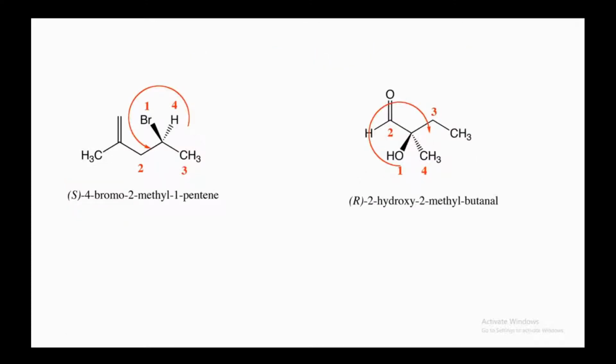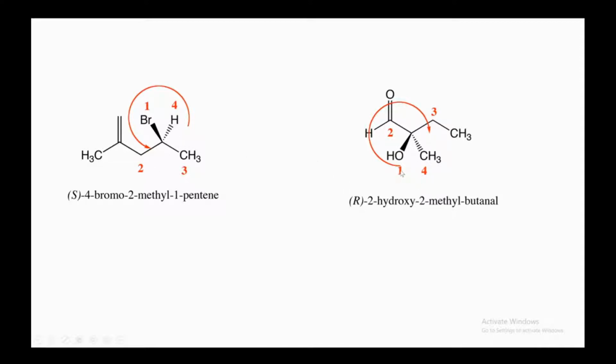Let's move on to the next structure. Here 1 is bromine, 4 is hydrogen, 2 is this long chain, and 3 is this methyl. If we go 1, 2, 3, this is S configuration. Why are we saying bromine is 1 in priority? Again, because its atomic number is higher than carbon. And why is this side number 2? Because it's a longer chain. It contains more than 1 carbon, and this is 3. And hydrogen is always number 4.